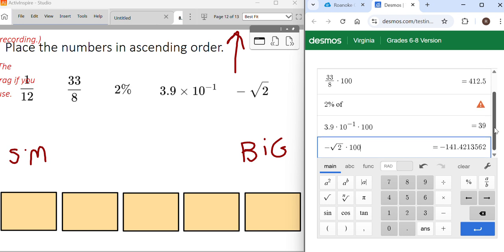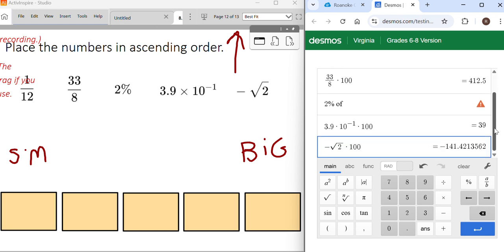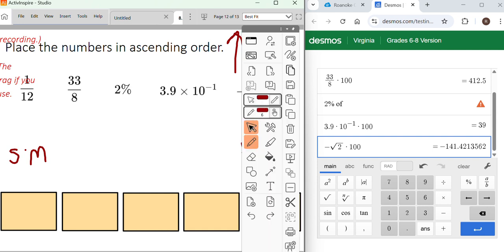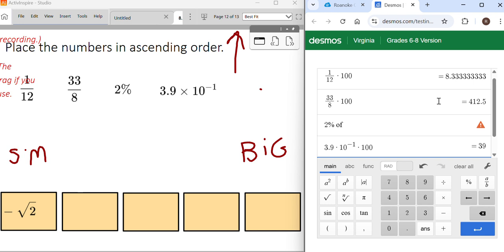Okay? So we're going to go back and look at these, and we want to start with the very smallest number. So let's think of the obvious things first. Negative numbers are smaller than positive numbers, and the only negative number we have is the negative square root of 2. So I'm going to drag that over to the first place. So that is the smallest. I'm going to come back to my calculator, and since I know that's the smallest, I'm going to delete it because I don't want to get confused and look at it again.